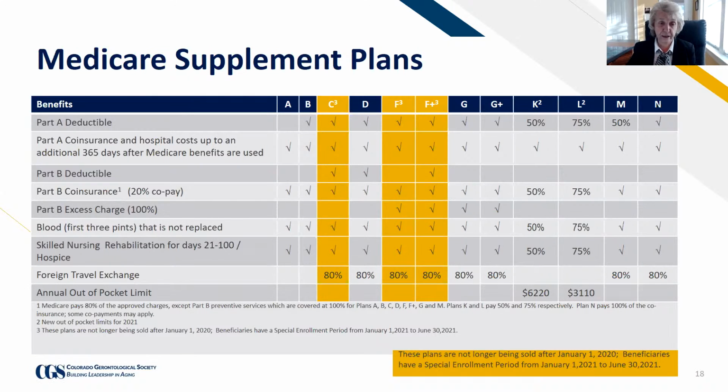And the other one is the skilled nursing rehab benefit. So days 1 through 20, Medicare pays, or the Medicare Advantage plan pays. And then what you see here is for days 21 through 100, the 21 through 100 on a Medicare Advantage is out of pocket. On a Medicare supplement, either all or some portion of it is paid.